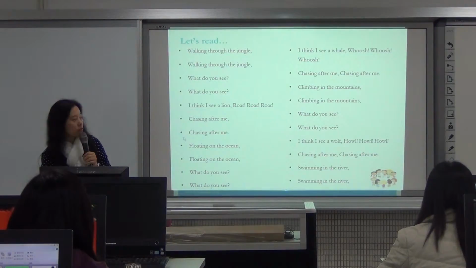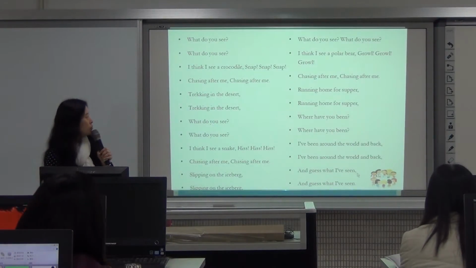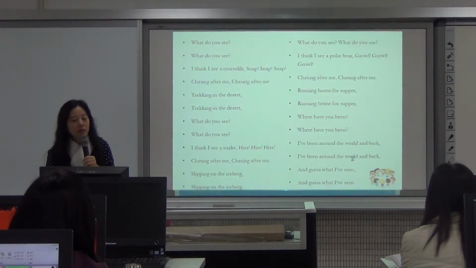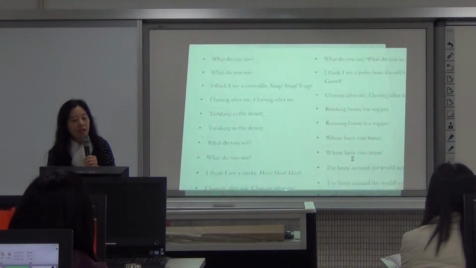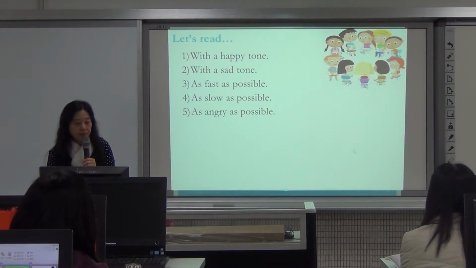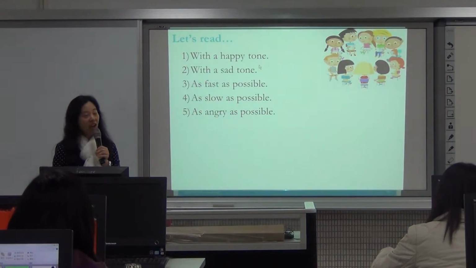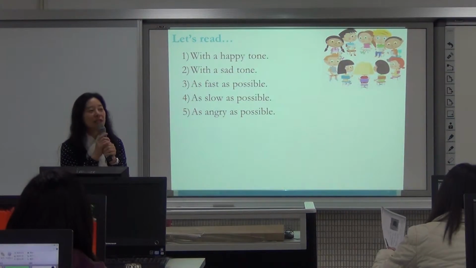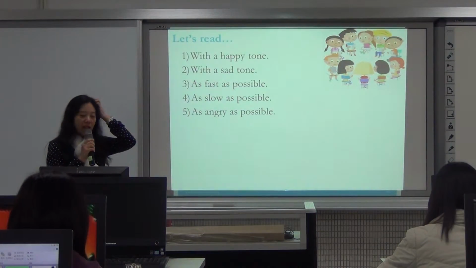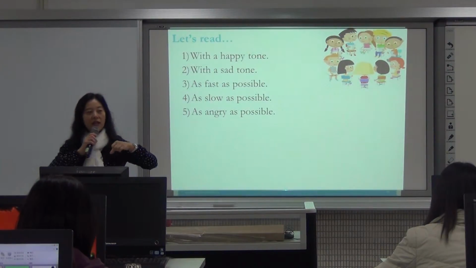So it reads like this, from left to right, and then there are 2 pages, okay? Kind of long. But there are a lot of repetitions, okay? And what do you do? You can read with a happy tone, okay? Even though you're being chased by a tiger or a lion, you can read happily, okay? And you can ask the girls to read, okay?